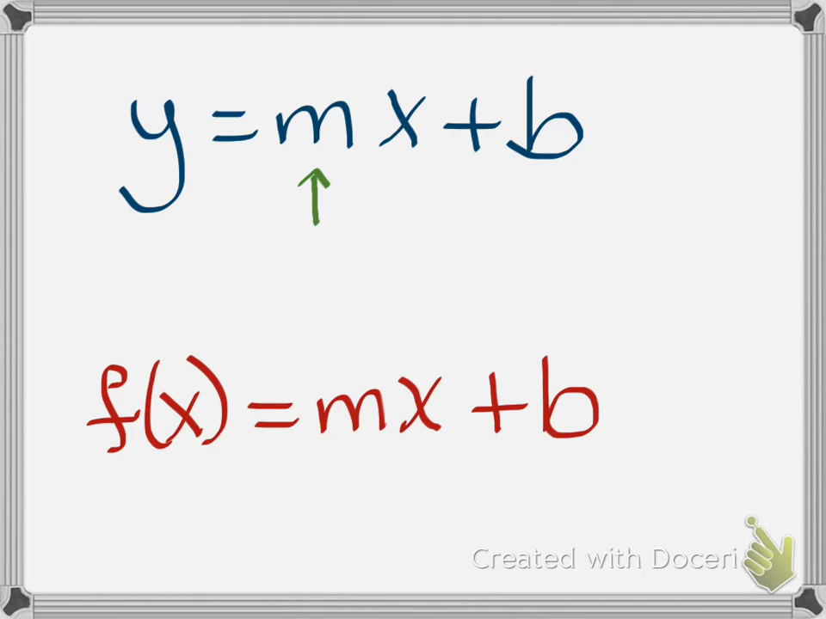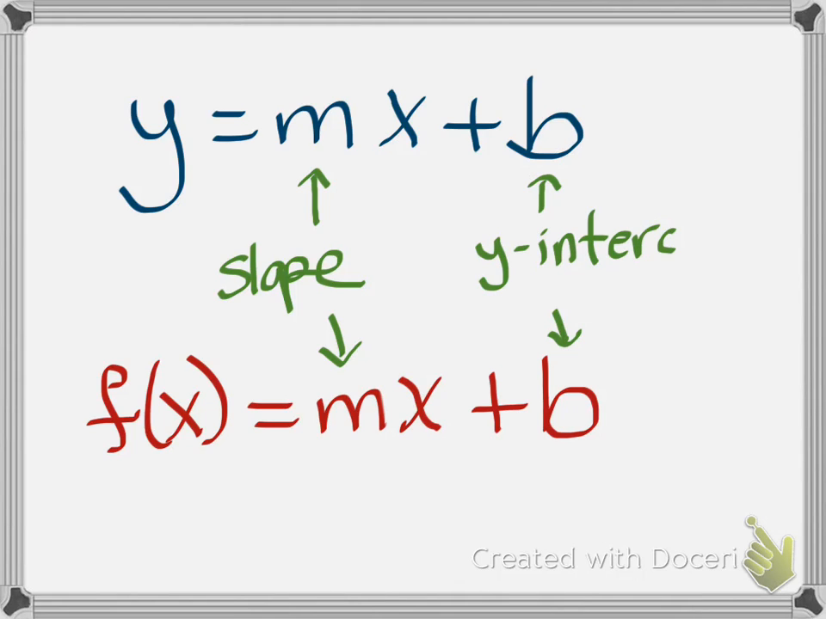Just a few reminders. It's that m, the coefficient in front of the x, that represents the slope of the line. And then that b, that loose number or constant on the outside, is what represents the y-intercept of the line. So let's go through a couple of practice problems and see if we can remember how that works.